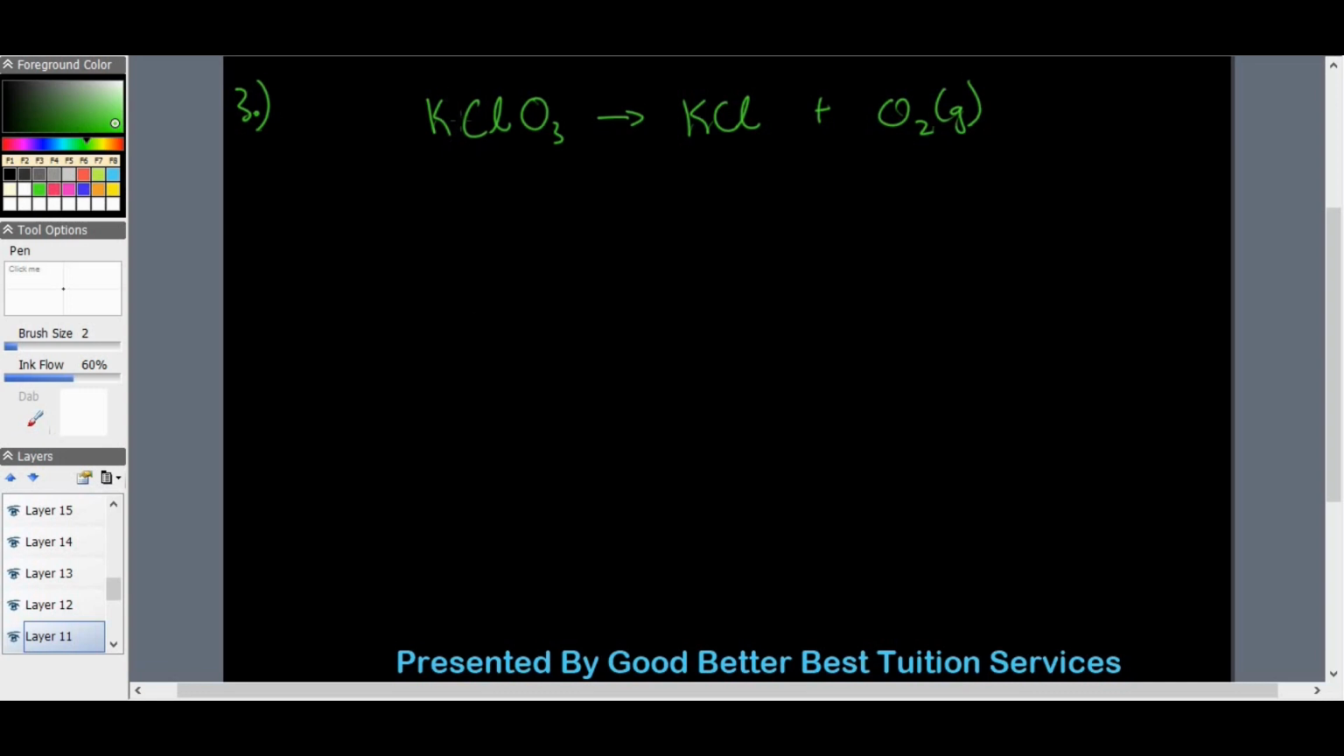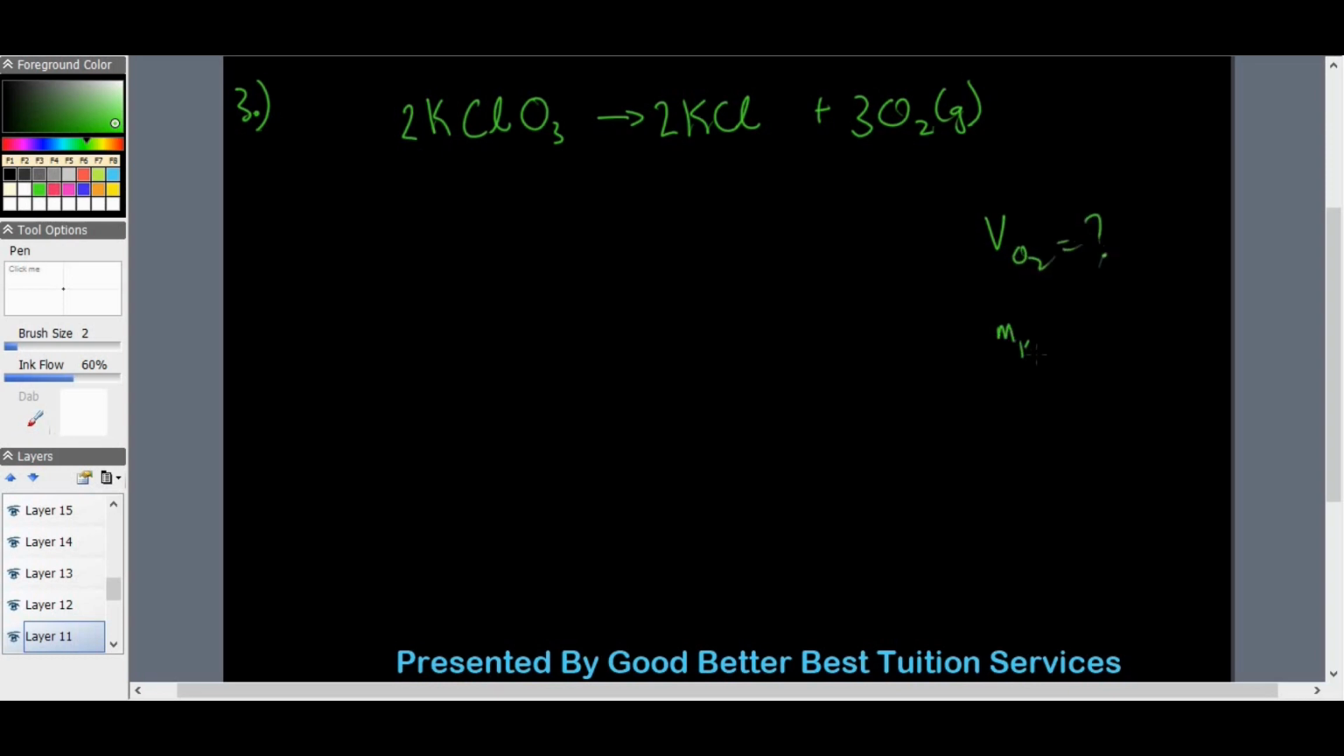So I'm going to double up my oxygens, then I need to double everything up here, and then I probably need to triple everything up here. So 2 KCl, 2 KCl, but now I've got 6 oxygens and 6 oxygens. Now everything is balanced on my side. They told us that they want to know what volume of oxygen. So V of O2 is what we want to know.